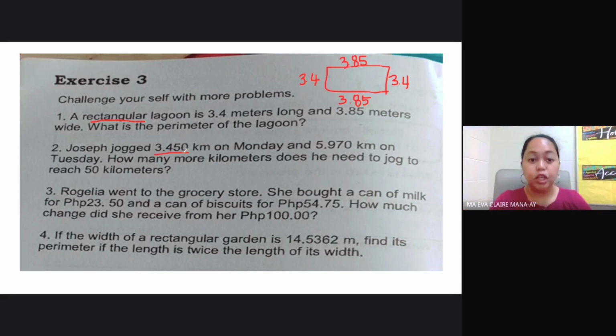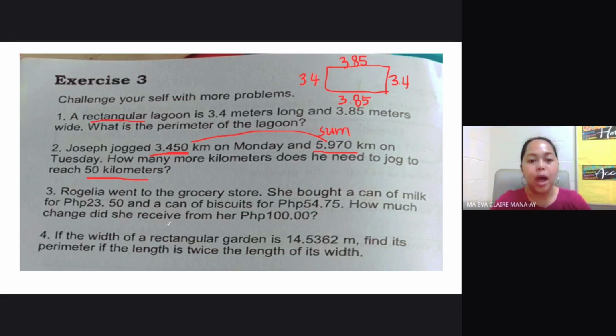Now, number 2, Joseph jogged 3.450 kilometers on Monday and 5.970 kilometers on Tuesday. How many more kilometers does he need to jog to reach 50 kilometers? Okay, now all you need to do here is to first get the sum of 3.450 and 5.970. Okay, now once you get the sum of that, you subtract that from 50 kilometers. And that's going to be your answer.